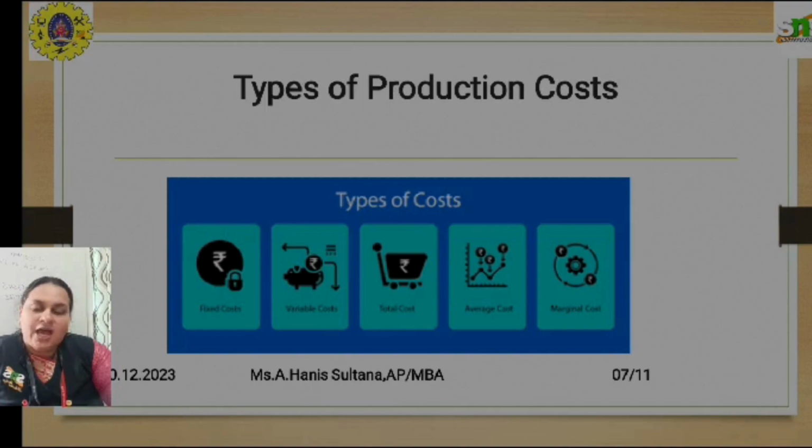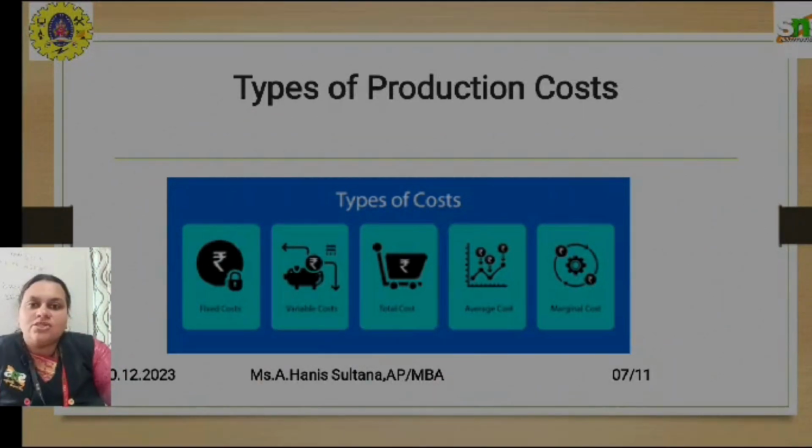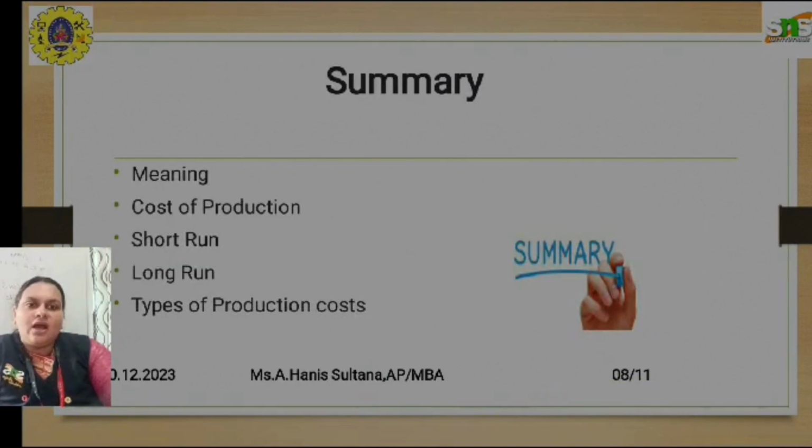Marginal cost, as we discussed, from the total cost, if we are employing any additional labor, so if I'm using one additional labor, I'll be paying additional wages. So this will be reflected in the total cost. This is called marginal cost. Today we have discussed the meaning, cost of production, short run, long run, and the major types of production cost involved.